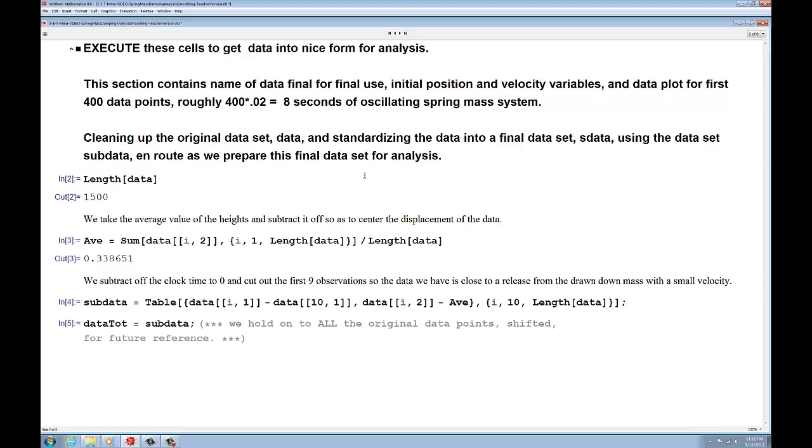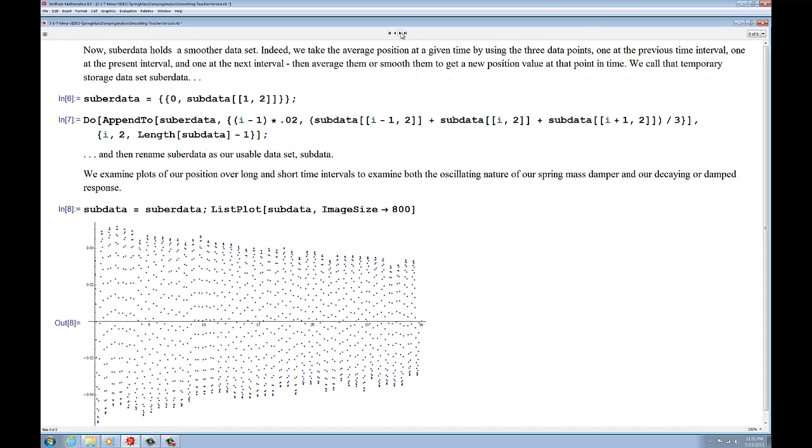Okay, so what we have here is the data has been input. We have 1,500 pieces of data. We're taking the average value to be about 0.3 of a meter off the ground, from where the sensor is up to the mass. And we're going to be massaging the data for a few frames here so that we can get it in a nice form. So that's what these are all about. And we're putting it into an array to use for that.